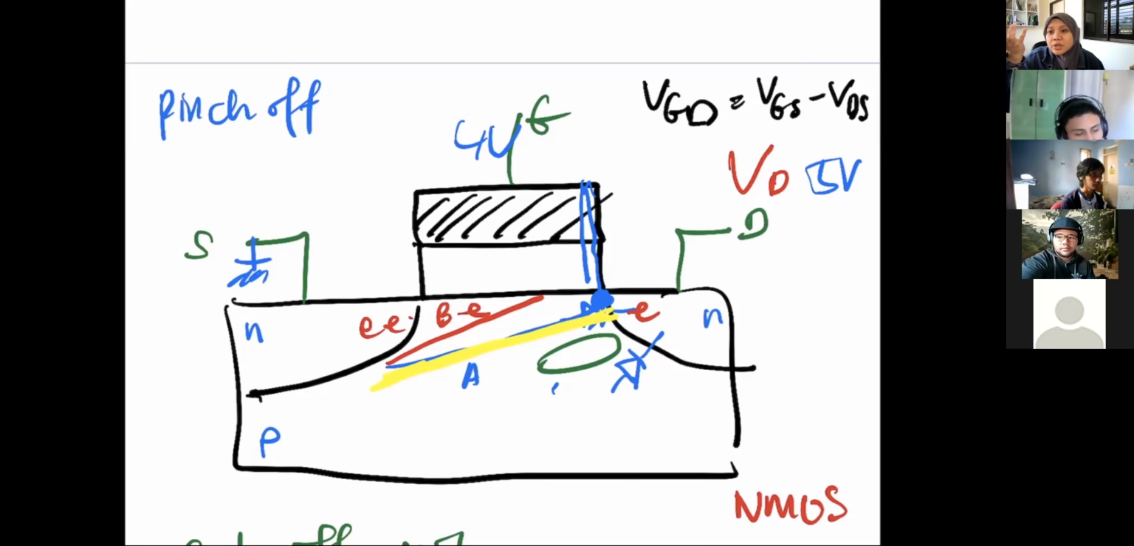Therefore, the depletion region is a region where there are no free carriers. So dia macam insulator. Dia macam insulator tapi band gap dia tak sebesar macam normal insulator. So it means that if you put voltage at D, between D and the semiconductor at the inversion channel, memang dia ada field effect sekali lagi. But now due to the drain voltage.